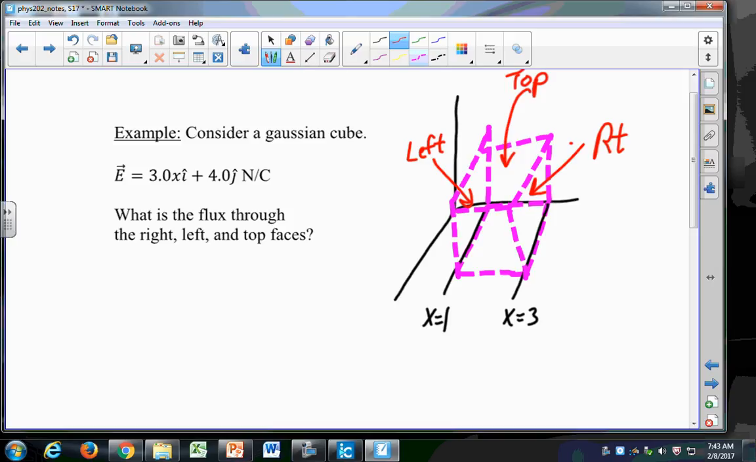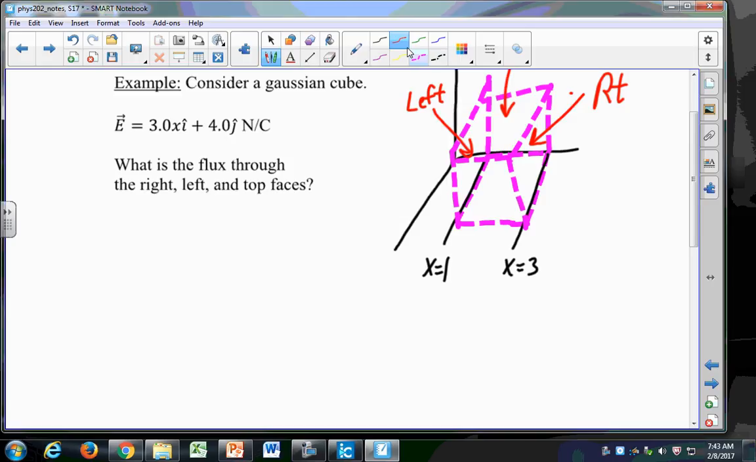I know that my electric field looks like that. I want to know, is there some of that charge inside this Gaussian cube? And to do that, I need to figure out the flux, because the flux will be related to the amount of charge. Okay, so let's do the right face first.